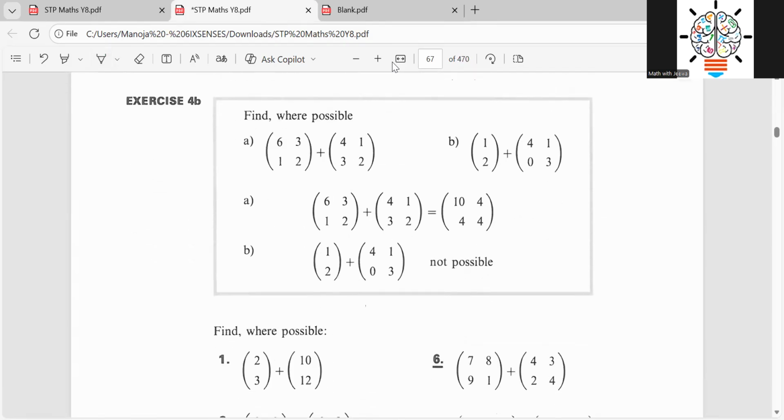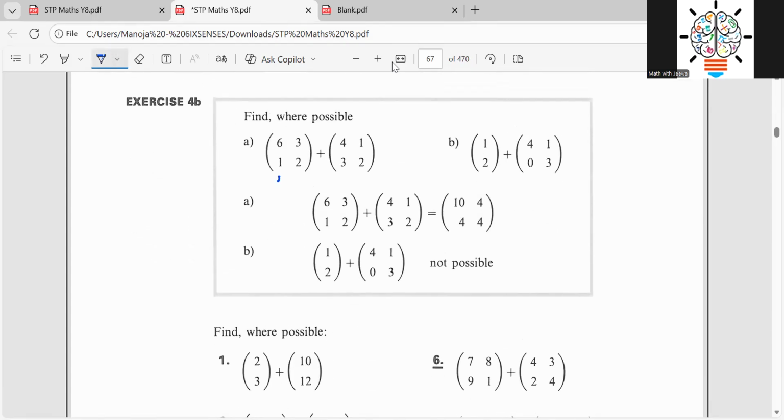And we will move to a few examples. Now you can see the first one, 2 into 2 and 2 into 2. Both of them are the same size. You can just add the values. 6 plus 4, 10. 3 plus 1, 4. 1 plus 3, 4. And 2 plus 2, 4.